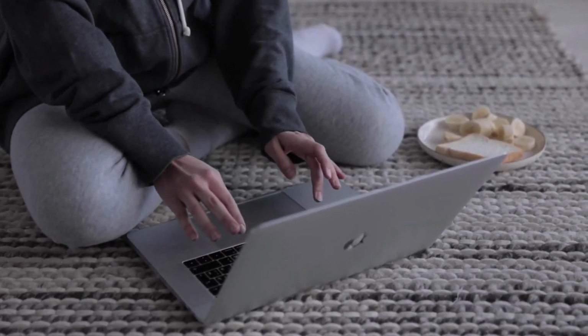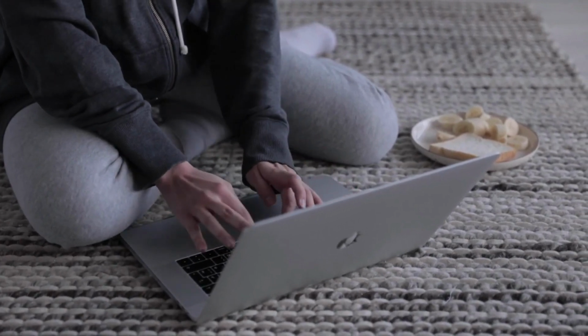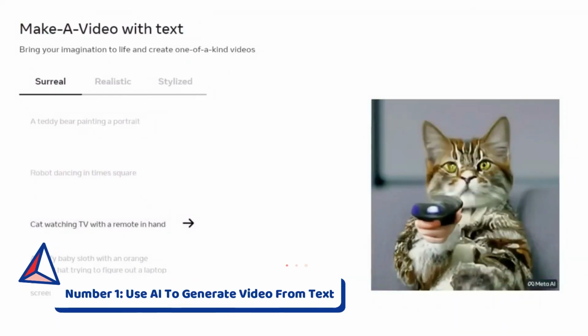Are you ready to learn how to use AI to make YouTube videos? Let's go. Number 1, use AI to generate video from text.